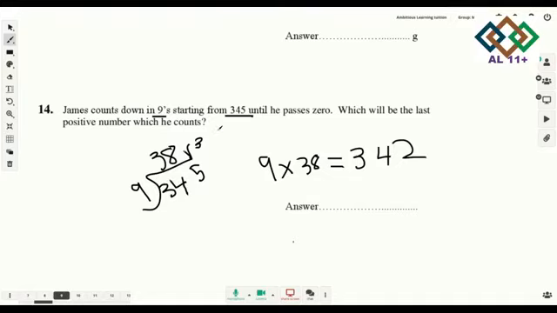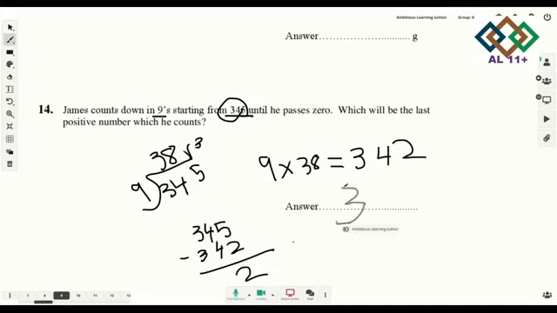But they are telling you to start from 345. This is already given to you. So you need to minus it: 345 minus 342. Your answer would be only, sorry, 3, not 2. It will be 3. So let's move on to the next one.